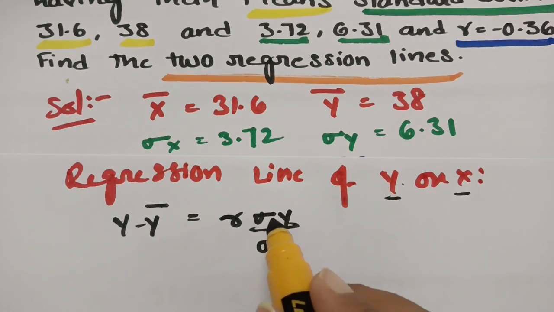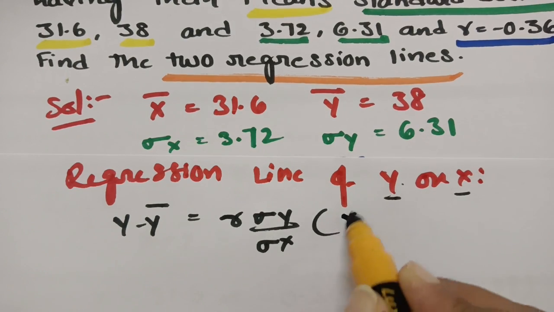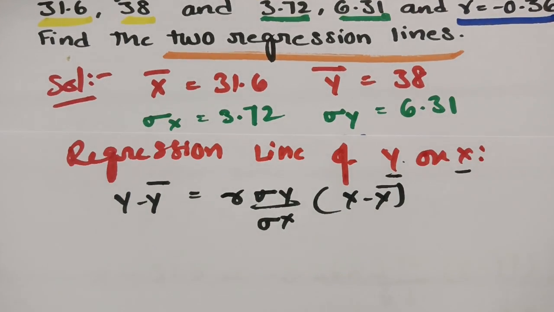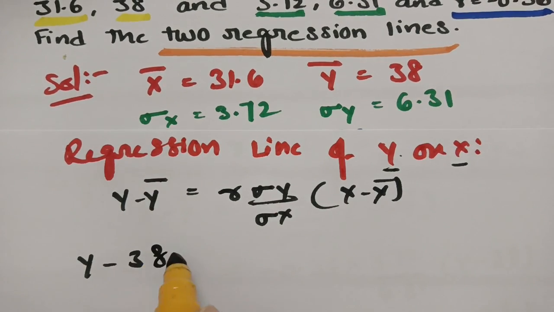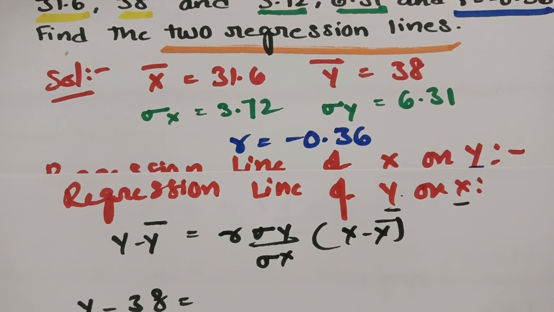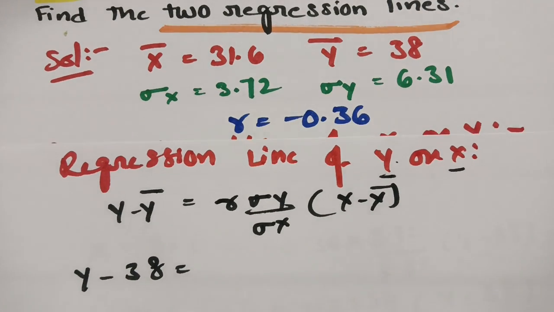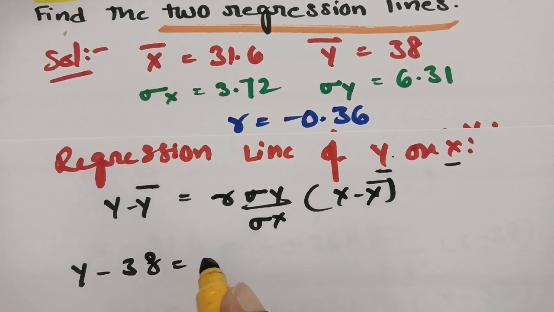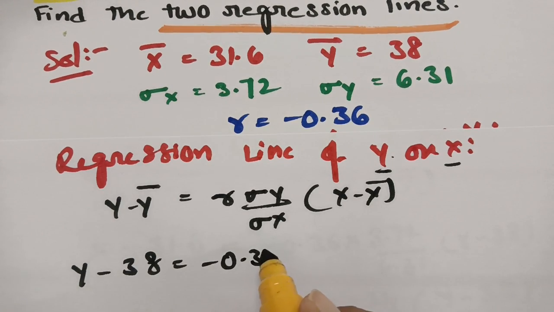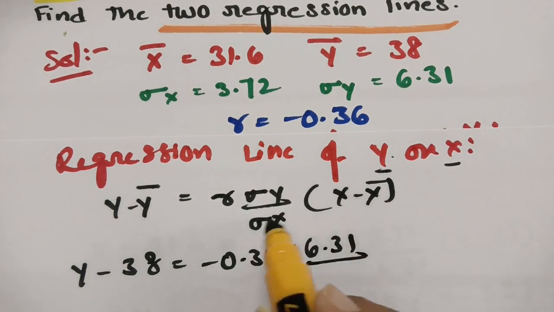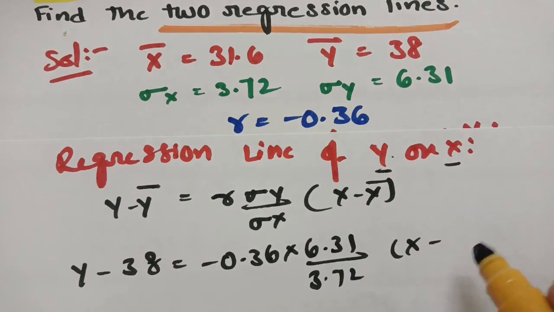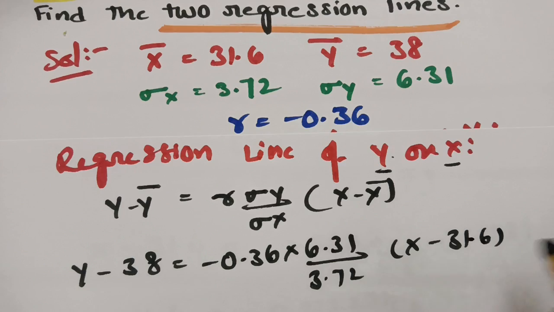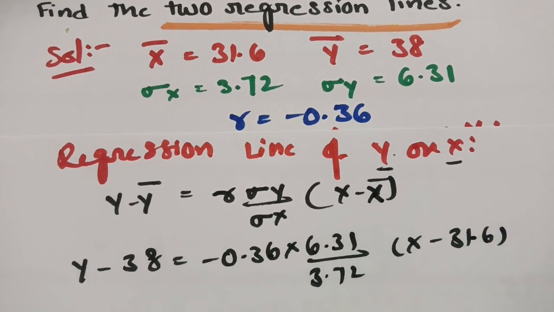So we have to write y on x, and we have to end up with x minus x bar. All the values are ready here. That is y minus, what is y bar here? This is 38 minus, what is r value here? So r is nothing but minus 0.36. Clear? This is minus 0.36 into sigma y. Sigma y value is 6.31 by sigma x value is 3.72 into x minus x bar value, which is 31.6.